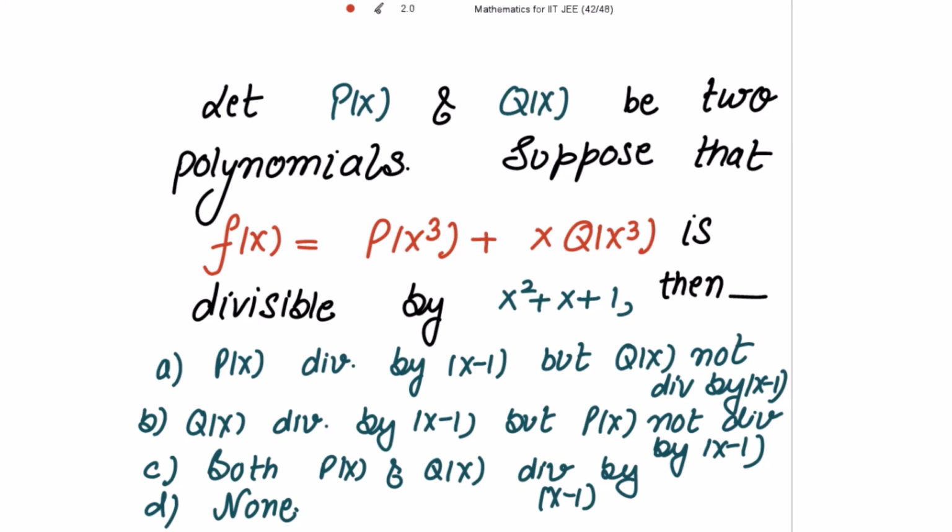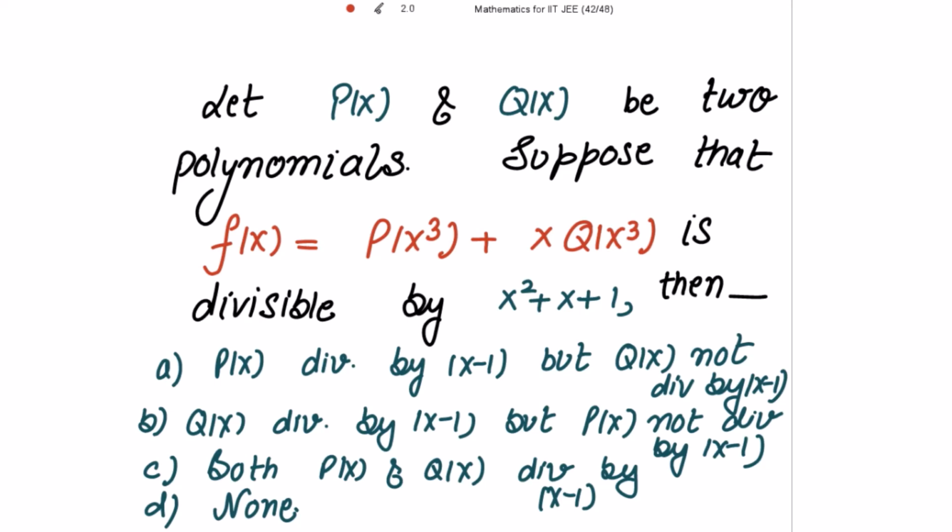Option A: P(x) is divisible by the factor x minus 1 but Q(x) is not divisible by x minus 1. Option B: Q(x) is divisible by x minus 1 but P(x) is not divisible by x minus 1. Option C: both P(x) and Q(x) are divisible by x minus 1. Or the fourth option: none of these is correct.